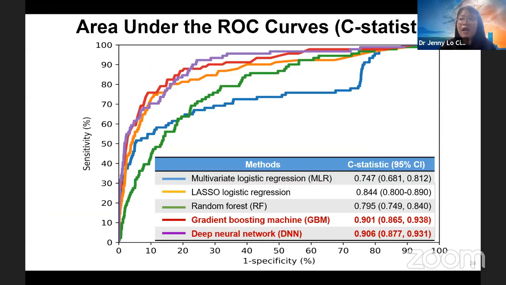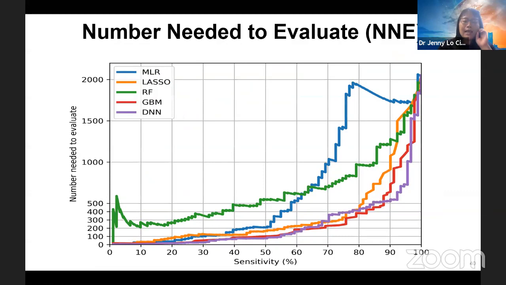Okay, here is our outcome. This is the C statistic, and as you can see, deep learning and the gradient boosting machine have the highest C statistics, outperforming other traditional and machine learning methods, and the C statistic can be 0.91. As I said, for a rare outcome, you want to use the number needed to evaluate, or PPV, or positive alerts, in order to be more informative about clinical utility.